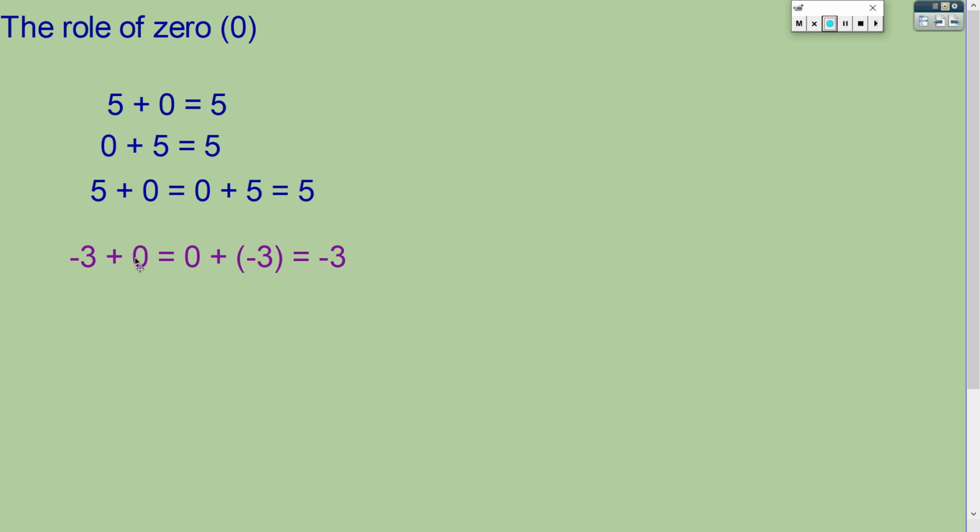Now what about integers? Negative 3 plus 0 or 0 plus negative 3, you will get negative 3. That is, if an integer is added to 0 or 0 is added to an integer, you will get the same integer. Now what about rational numbers?